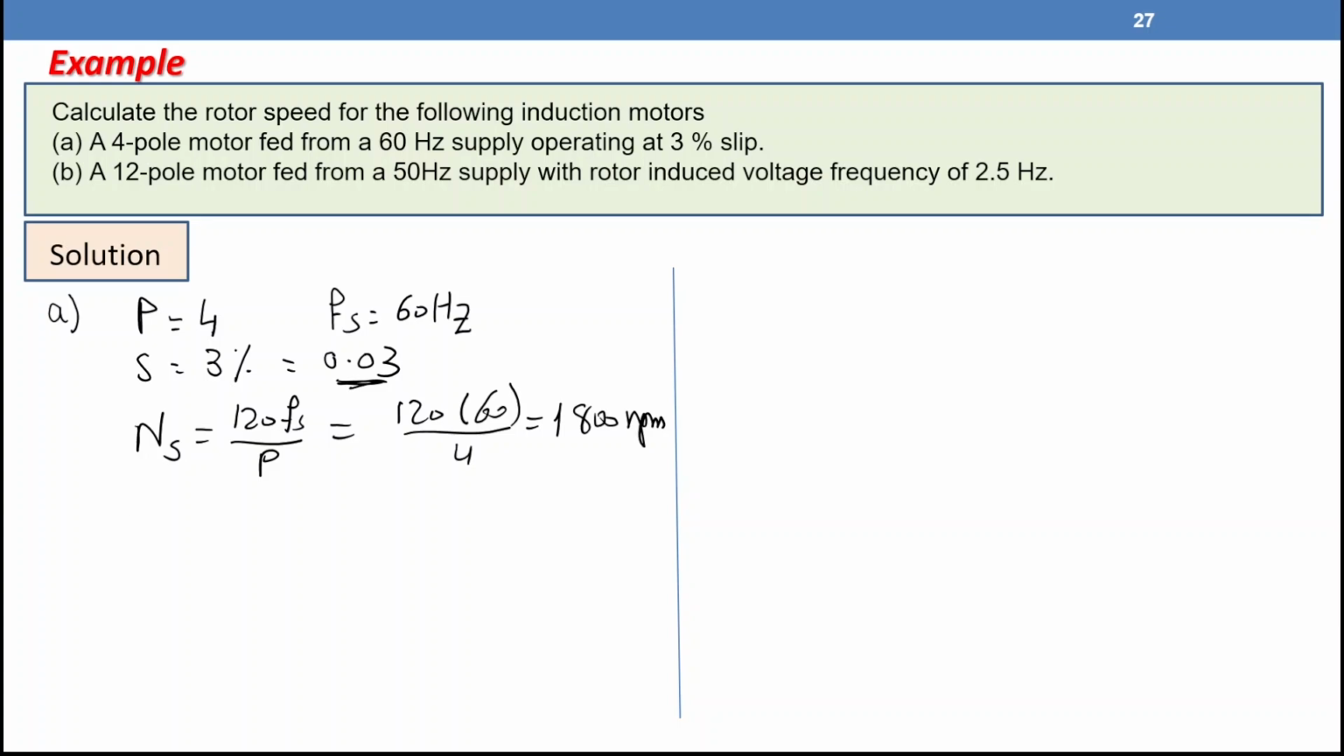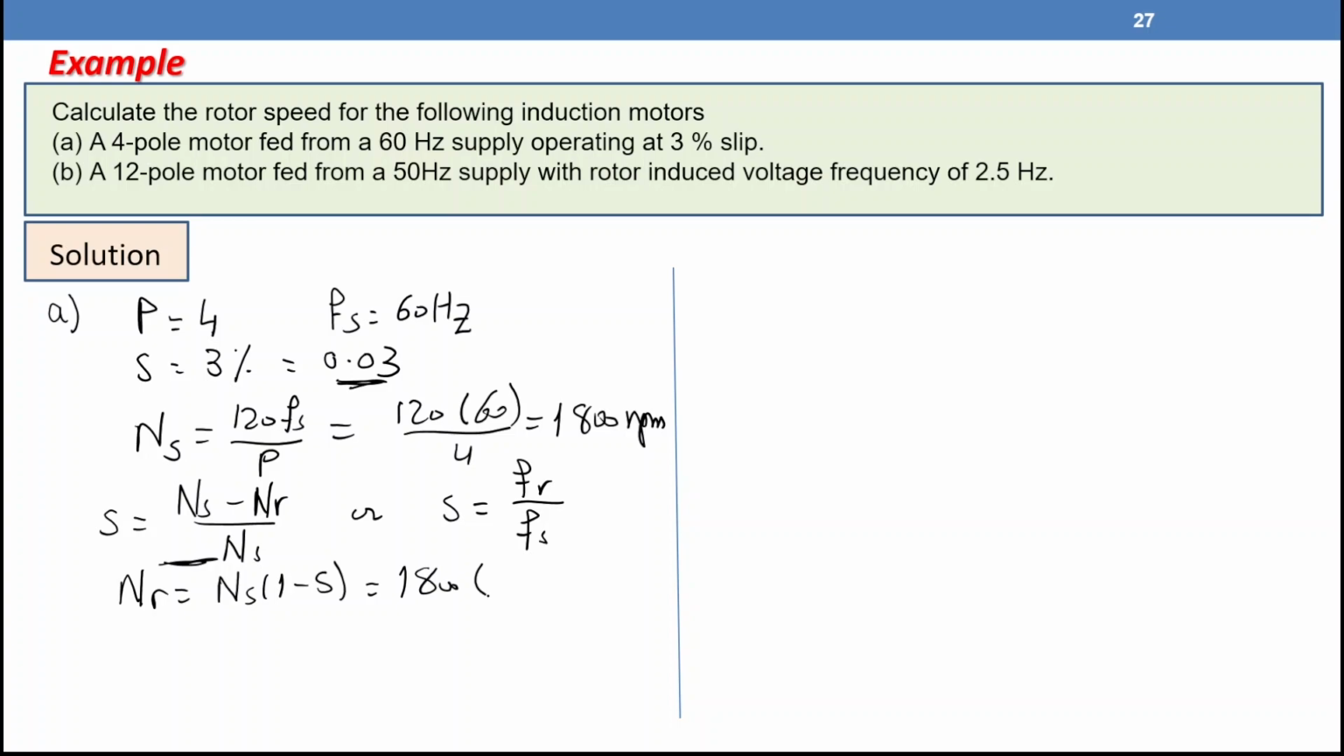How to calculate the slip? Either you use the equation S equals (ns minus nr) over ns, or the equation S equals fr over fs. We need nr, we know the slip, and we know ns, so we can rearrange this equation as nr equals ns times (1 minus s). So that will be 1800 rpm multiplied by (1 minus 0.03), which gives you 1746 rpm.